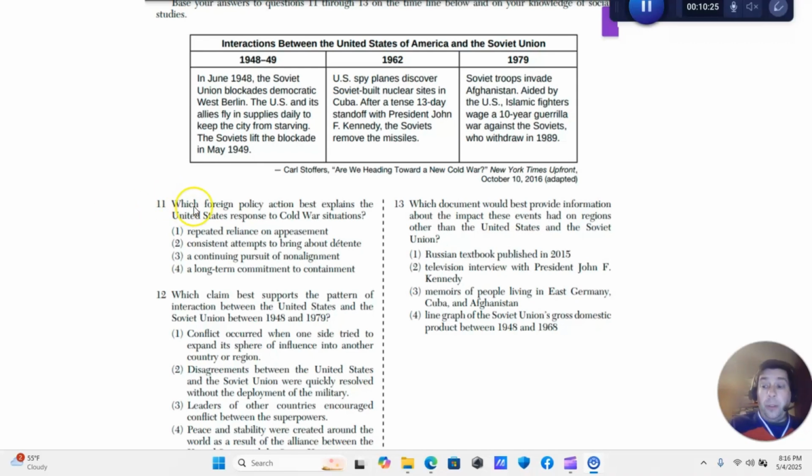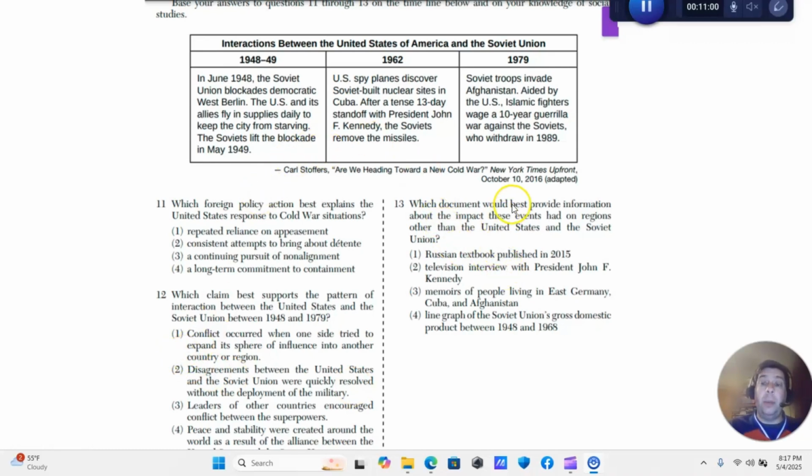So let's read the questions first, like we always do. Which foreign policy action best explains the United States response to Cold War situations? Okay, the United States response. What did I say the US policy was? In my head, without even reading the choices, I'm thinking maybe it's containment. Which claim best supports the pattern of interaction between the US and the Soviet Union? Okay, for this one, we're just going to pick out what fits with what they give us.